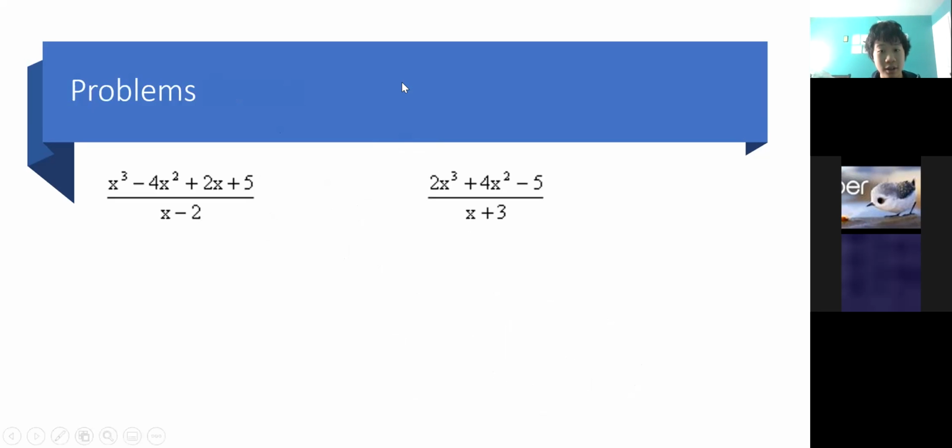Okay, let's do these 2 synthetic division problems. I'll give you until the end of class to do them, maybe a little bit over time, just so you can get these done. But these should be a lot faster than long division.